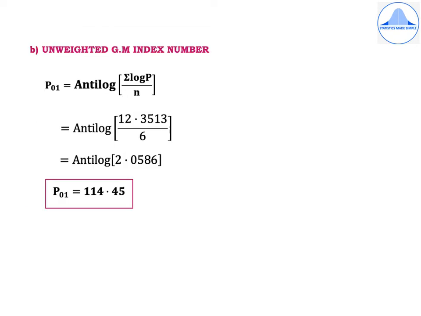The second subdivision, we'll find out the unweighted geometric mean index number. The formula is P01 equal to antilog summation log P by N, which is equal to antilog 12.3513 divided by 6, which is equal to antilog of 2.0586. And we get the index number as P01 equal to 114.45.